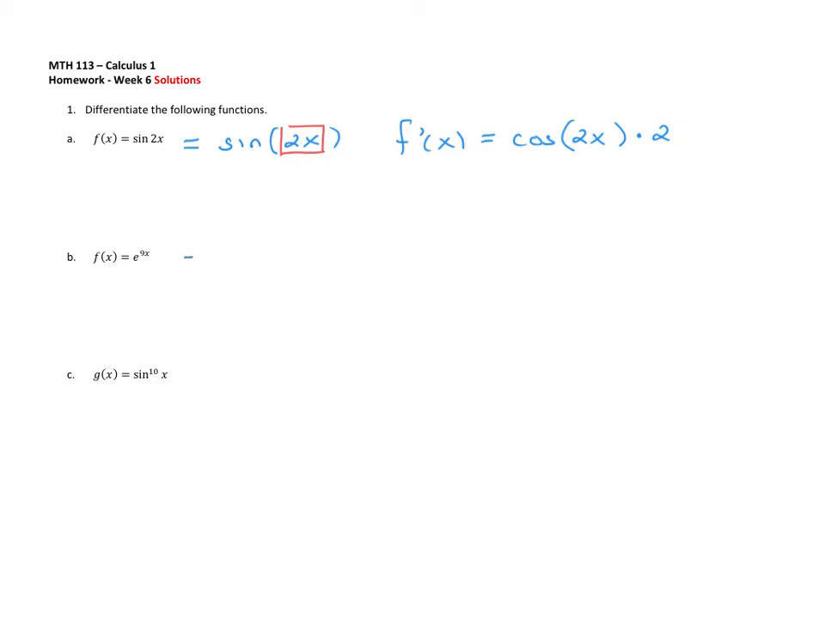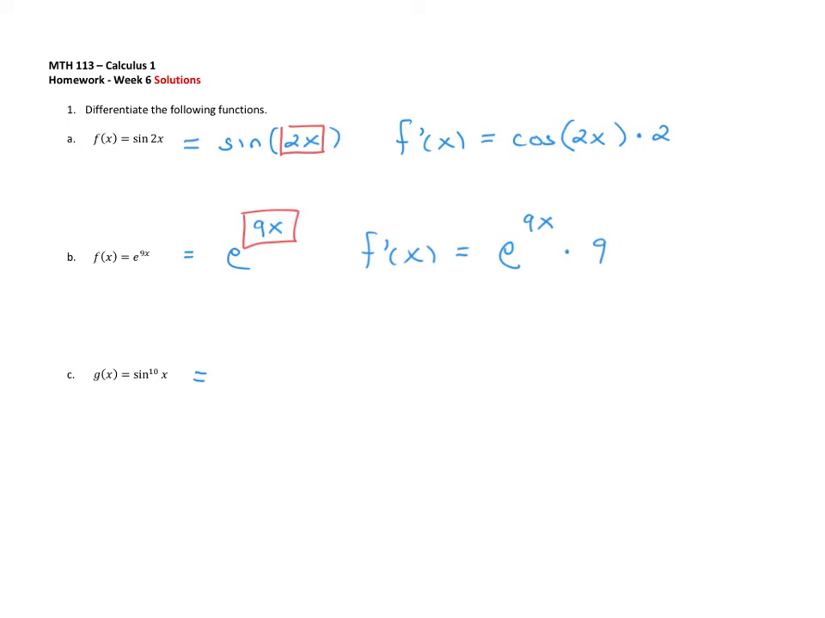For part B, we're dealing with the function e to the 9x. Again, identifying the composition. If you want to take the derivative of the function e to a power, it's e to that power. It is its own derivative. But since it's 9x, I have to multiply by the derivative of 9x, which is 9.